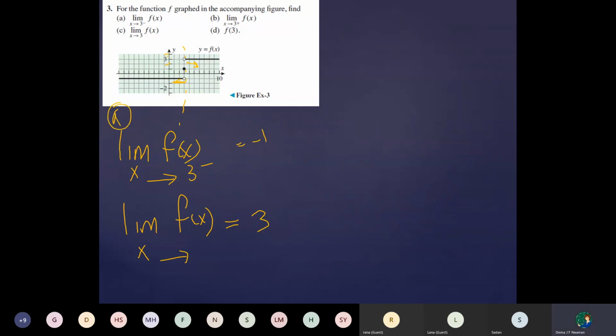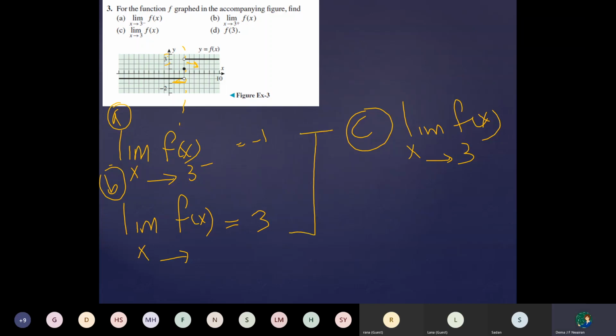Now this is A, this is B, now C: the limit of f of x when x approaches 3. Here he asked me about 3 without telling me from the right or from the left. So if he asks about this type of limit, I have to check the left hand and the right hand. The left hand is equal to -1 and the right hand is equal to 3. Is it the same? No. So I will say that the limit of f of x when x approaches 3 does not exist.